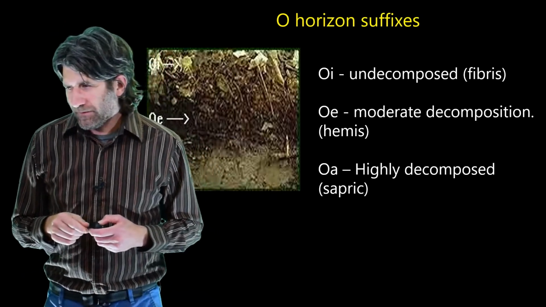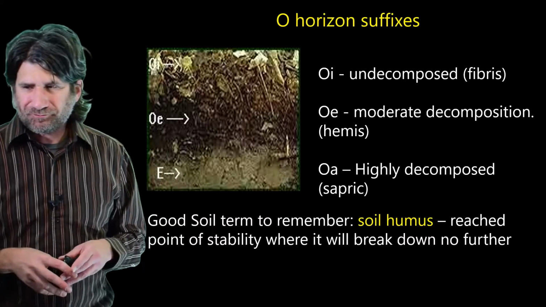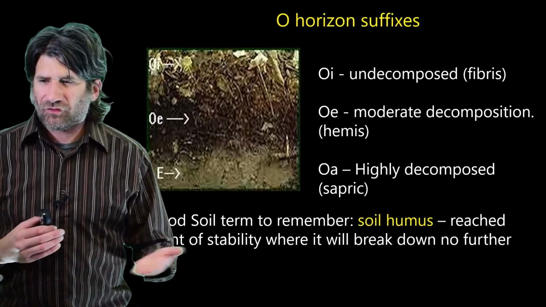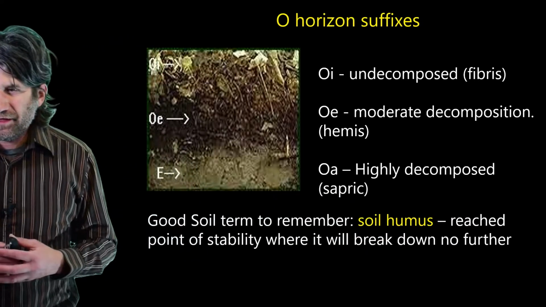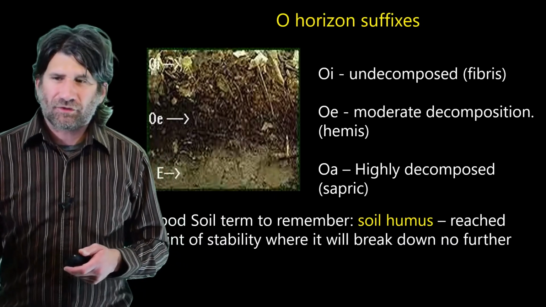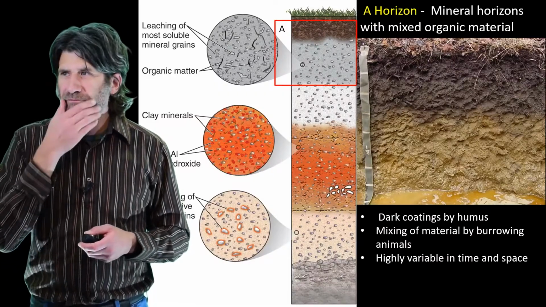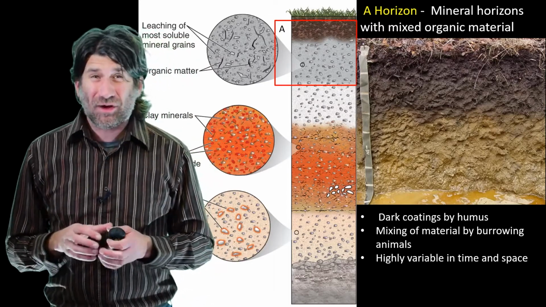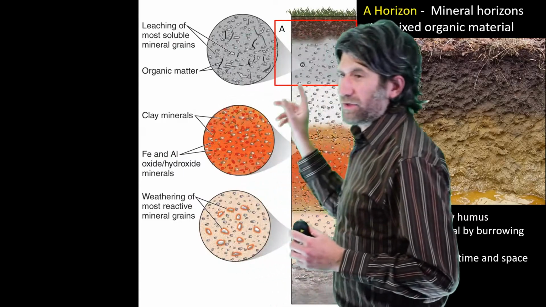Okay. So a good term to remember when thinking about soils and O horizons is soil humus. So soil humus, and that's where we basically break down the organic material to a point where it doesn't break down any further. We call that soil humus. Okay, beneath the O horizon, we have the A horizon, right? And the A horizon is really important. The A horizon we got right here.